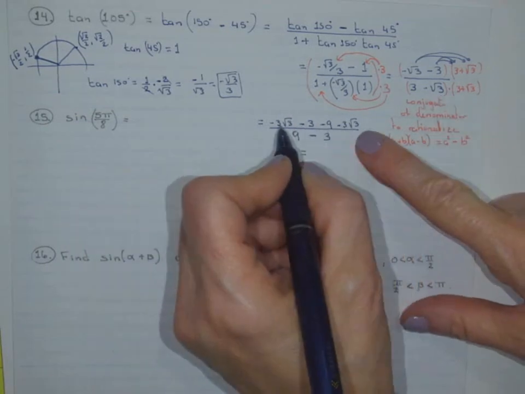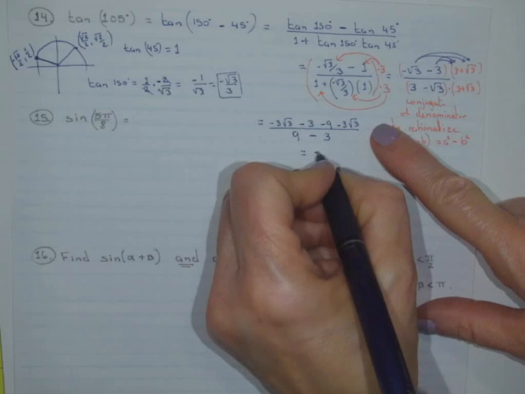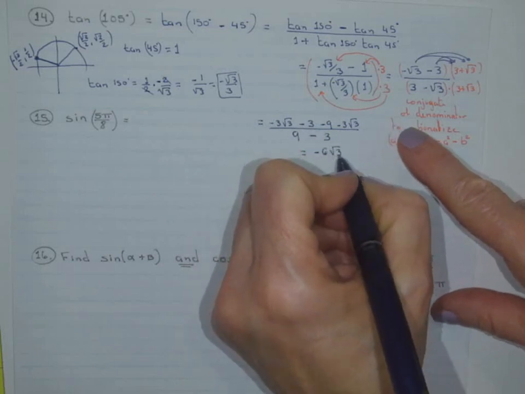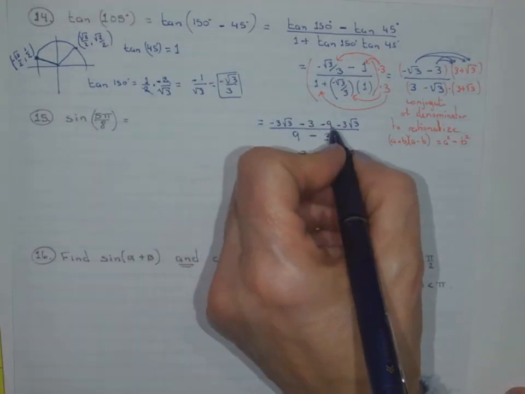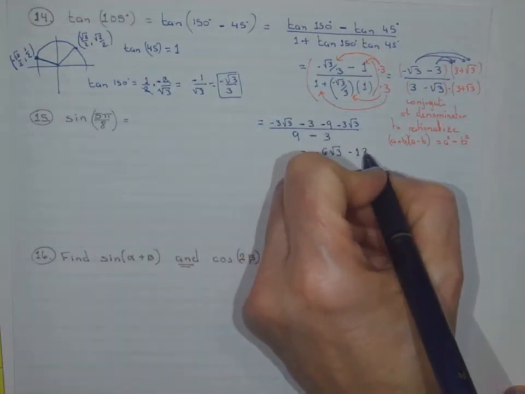And now we need to simplify. So we have negative square root of 3, negative square root of 3. That's negative 6 square root of 3, right? Negative 3, negative 3. How many together? You have negative 6 of them. And that's a negative 12.